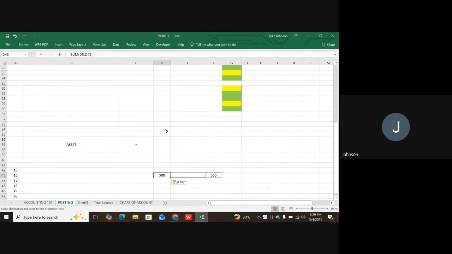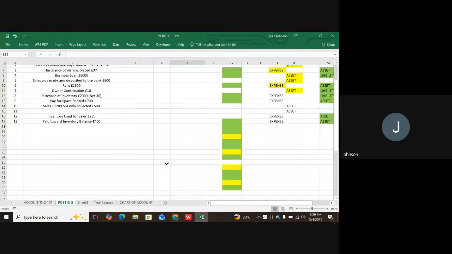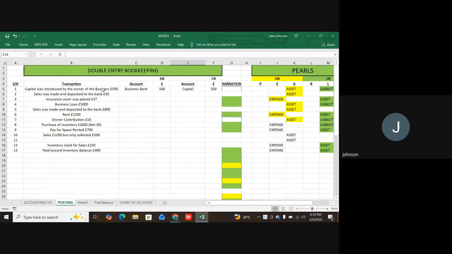I also told us that we should always audit whatever formula, whatever totals we are giving, to be sure that everything is calculating properly. So the first transaction has been catered for. In this transaction, 2 accounts were affected: the business bank and also the capital account.